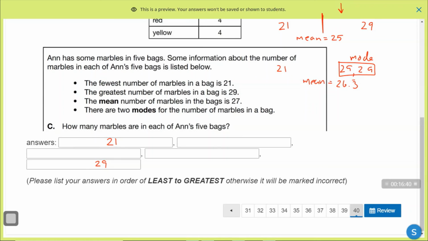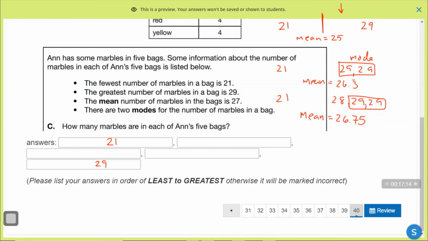If I were to add another 29, that would give me 3 29s, and there would be no other number that would work out. I couldn't have 2 modes at that point. So I need to add another number, and it cannot be 29, but it needs to be higher than 27 to pull things closer to 27. So I'm going to go 28, 29, 29. And again, I'm going to mark this out as my first mode. This gives me a mean, just so we're aware, of 26.75.